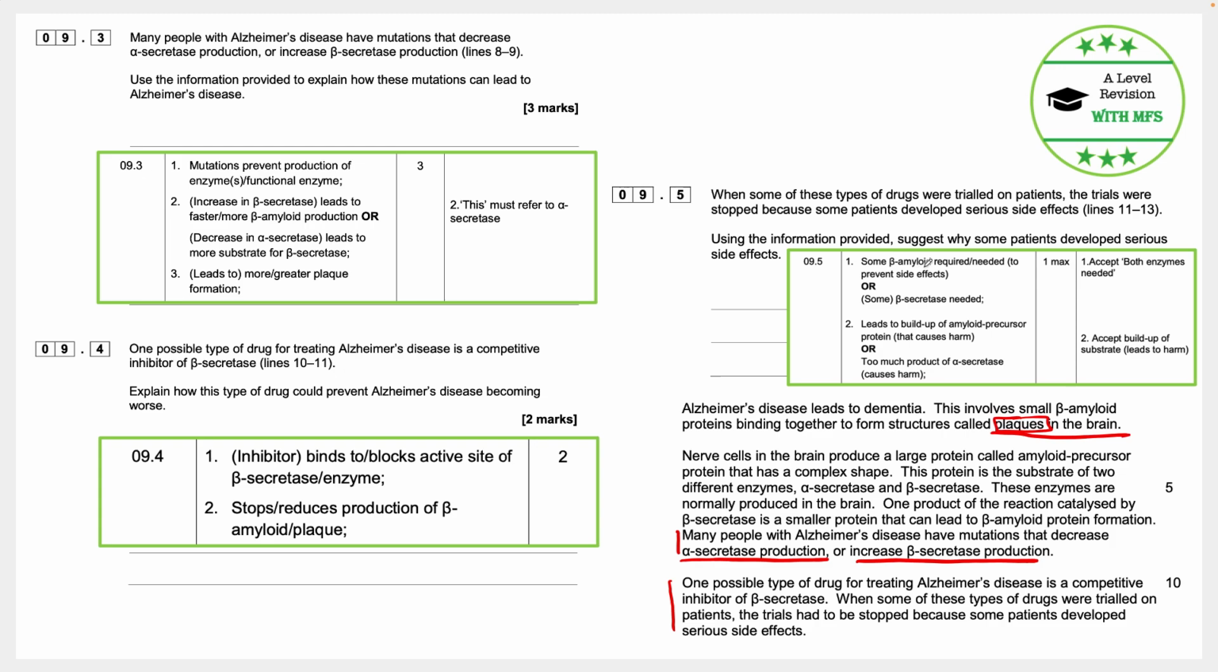The mark scheme says some beta amyloid required or needed to prevent the side effects, or some beta secretase is needed, or you could have also had leads to buildup of amyloid precursor protein that causes harm, or too much product of alpha secretase which causes harm. So anything like that. But this is a fully application question, so you need to judge the scenario you're in before you write down your points. And that is it for this video.